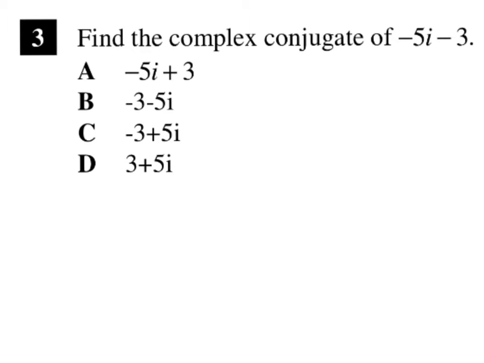Number 3 is the same thing. We need to flip the sign in front of the imaginary part. So 5i is the imaginary part. We don't want it to be negative 5i. We're going to look for positive 5i, and we leave the sign on the real part the same. Don't mess with the sign on the negative 3.